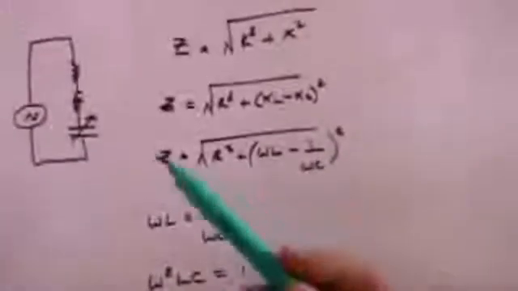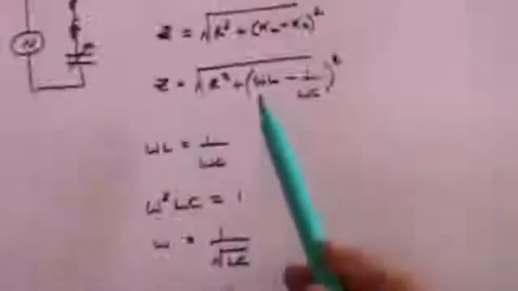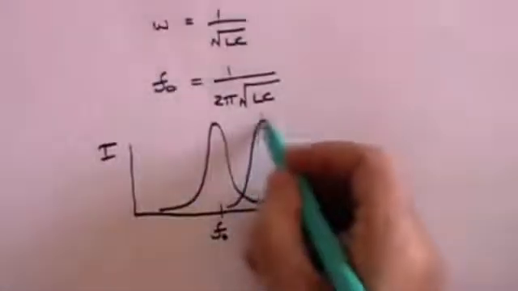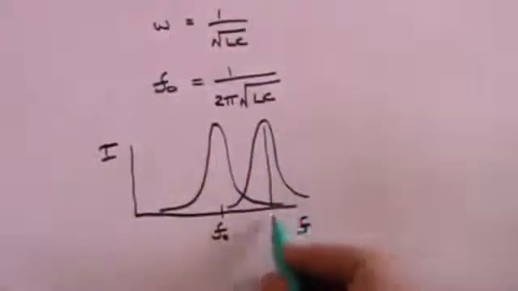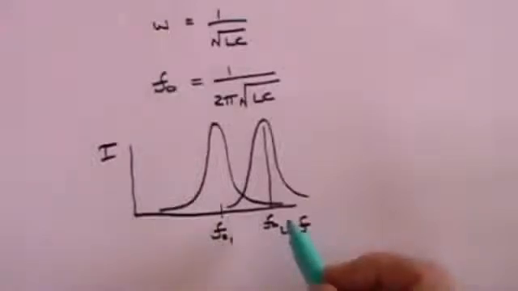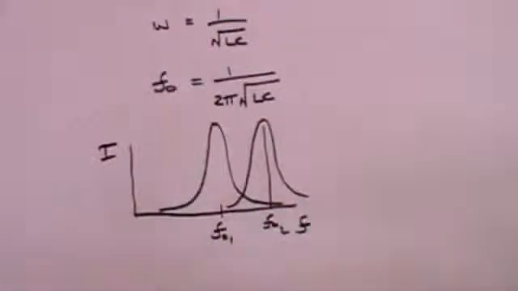But if you change the capacitor, then you will change the frequency at which this term becomes 0. So if you change the capacitor, the resonant frequency changes to here, a second resonant frequency. So this may be one of your favourite channels, and that may be your second favourite channel. By varying the capacitor, you can change the frequency at which the signal will be maximised. That's how, essentially, radio and television tuners work.